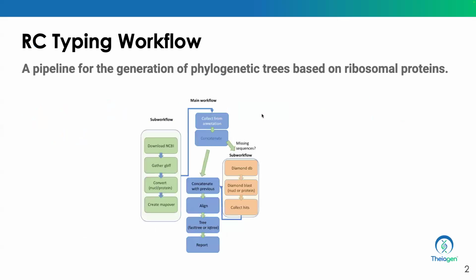So getting into it. The RC typing workflow is a pipeline for the generation of phylogenetic trees based on ribosomal proteins. Before we go ahead, I'm just going to send you a couple of links for your own interests, which you might have a look at later.